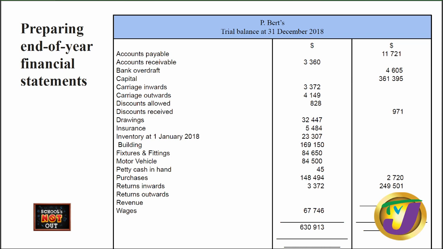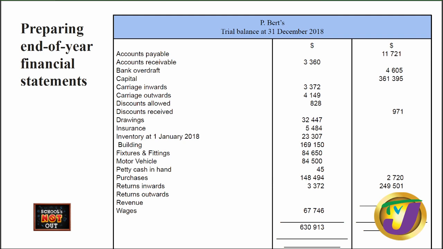We have building, which would be our non-current asset. We have fixture, which is also another non-current asset. We have motor vehicle, another non-current asset. We have our petty cash, which is a current asset. We have our purchases, which is our inventory that we buy for the period to resell.